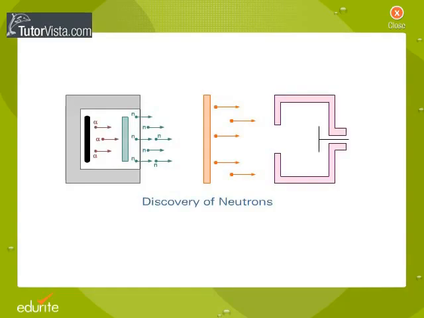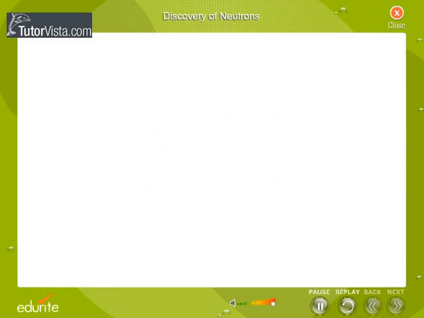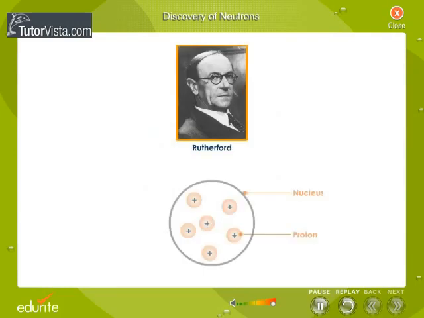Discovery of neutrons. According to Rutherford, the nucleus of an atom contained only protons, and these protons decided the mass of an atom.